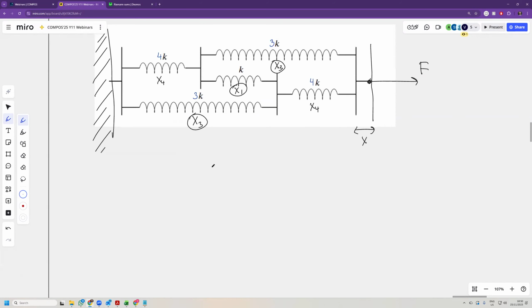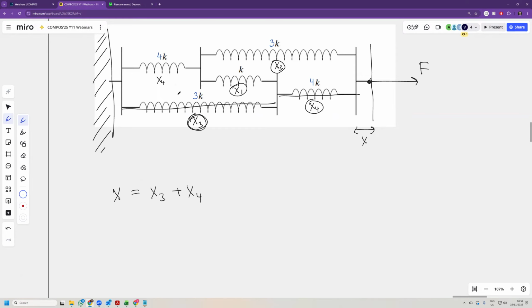So we can say that the extension is the extension in spring X3 plus the extension in spring X4, right? Because if you extend, you can see that this spring extends by X3 and this spring extends by X4, the total extension is X3 plus X4. So the whole system gets longer by X3 plus X4.